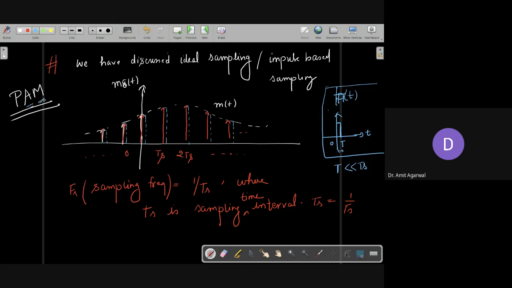It is amplitude modulation, that I agree, because we are changing the amplitude of your carrier signal. But the carrier signal specifically here is pulses. That is why it is called pulse amplitude modulation. So practically, ideal sampling or impulse-based sampling is not possible, so we take help of a practical pulse. One such practical pulse is the rectangular pulse. Okay? These two points we have discussed. This is your sampling frequency or sampling rate, which is 1 by Ts, and Ts is nothing but the sampling time interval.